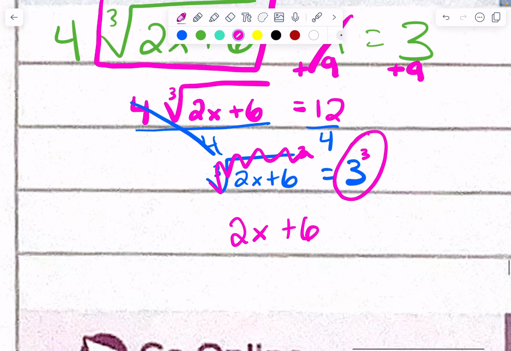Now, be careful of this. 3 to the 3rd power is not 9. It's not 3 times 3. 3 to the 3rd power means 3 times 3 times 3. That is, I just said 9, not 9: it's 27. Okay, now I'm going to undo and solve for x.